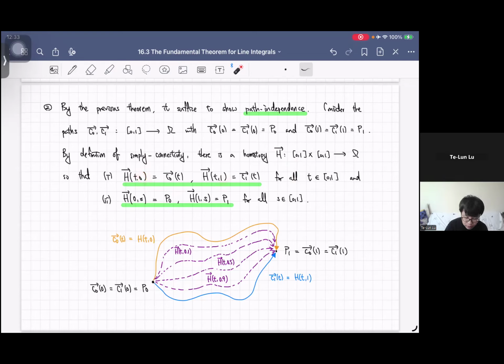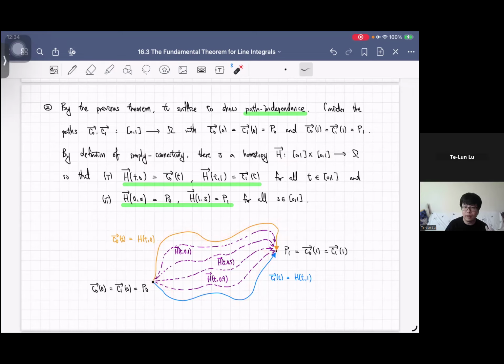For example, you see I drew it here: this is H(t, .1), H(t, .5), and H(t, .9). We also require that all these curves share the same starting and ending point. So basically, H(0, s) must be P0 and H(1, s) must be P1. That means every curve has the same starting and the same ending point. This is what homotopy means. It is basically a bunch of curves between these two curves, translating from C0(t) all the way to C1(t).